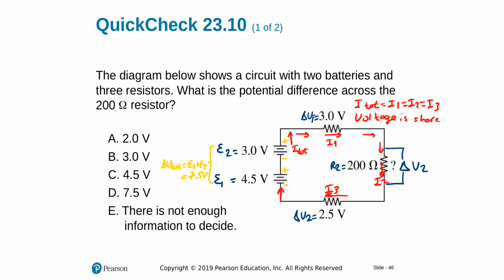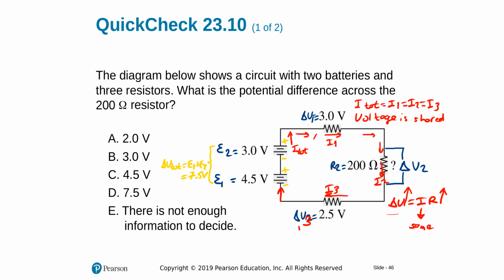How is it shared? According to Ohm's law. Delta V is equal to I times R. That's another version of Ohm's law. If several resistances have the same current, they will share the potential difference in a way that the larger resistance takes the larger potential difference. We don't really have to play around with this idea a lot because we already know delta V1, delta V3 actually, not 2, and we're looking for delta V2.